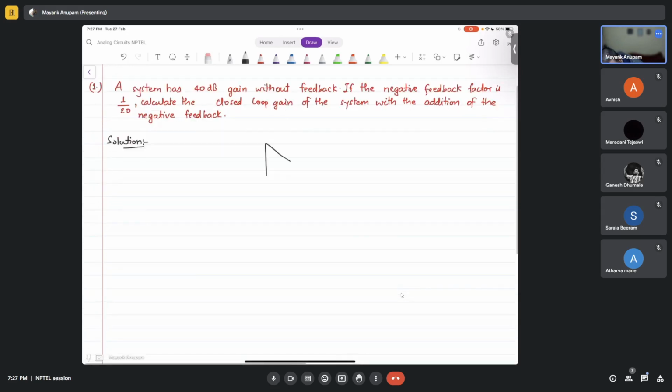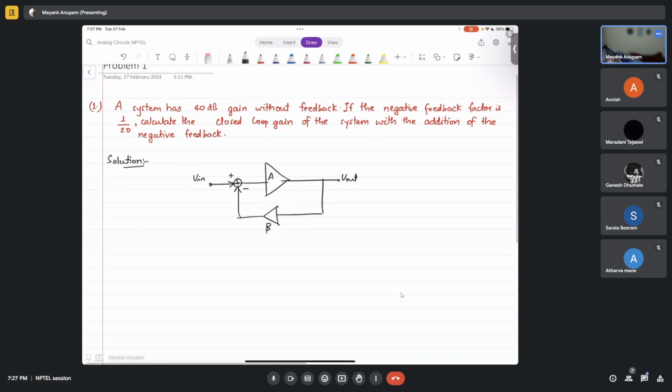So you have the system. This A is 40 dB, which is equal to 100, and the negative feedback factor is 1 over 20. So what is the closed loop gain of the system with the addition of negative feedback? It is asking what is V out by V in. Tell me, what is V out by V in?